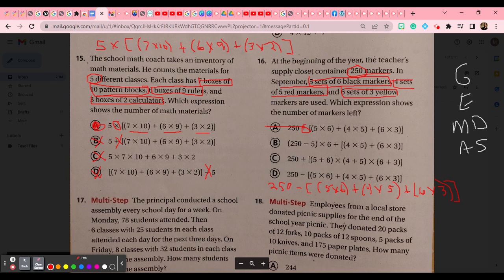B took 250 minus 5 times 6. We can't take 250 markers, subtract 5 sets, and then multiply them by 6. That's not a workable solution. Okay, C, we're adding, and they didn't say we got more markers. They said we used markers. So C is out. And D looks like just what I wrote: 250 minus, bracket, 5 times 6 plus 4 times 5 plus 6 times 3. So D is our best answer.